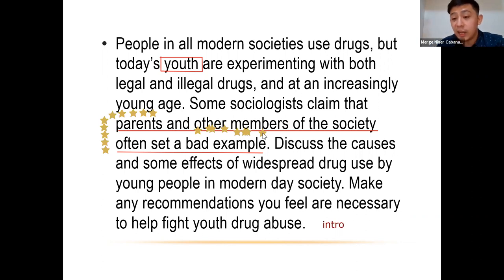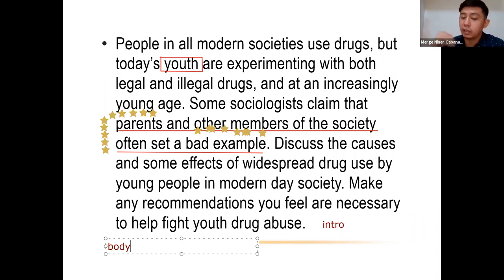Now, of course, there's an effect. And I would take it from Mary Rose, if I'm not mistaken, about the effects of widespread drug use. And the effect of widespread drug use is the body. As I've mentioned, the young ones' bodies are still developing. There will be compositions in their body that will be altered because of this, and they will become addicted. I should also mention the legal drug use. What are those legal drugs?